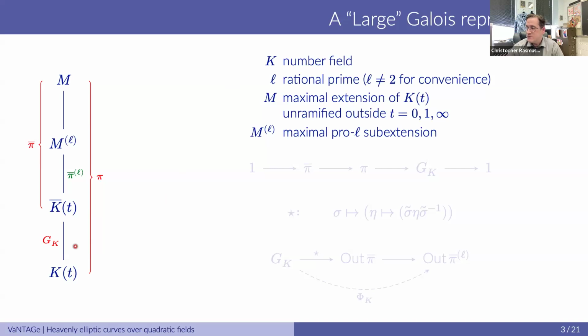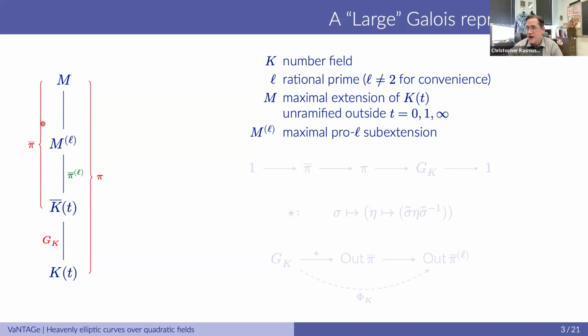We can mimic the algebraic extension K bar over K by looking at the function field extension K bar of t over K of t. The Galois group there, of course, is the absolute Galois group of the number field K. And then atop K bar of t, we can look at the maximal extension obtained by only allowing ramification at the places corresponding to t equals 0, 1, and infinity. And then intermediate there, we have a maximal pro-L extension of K bar of t.